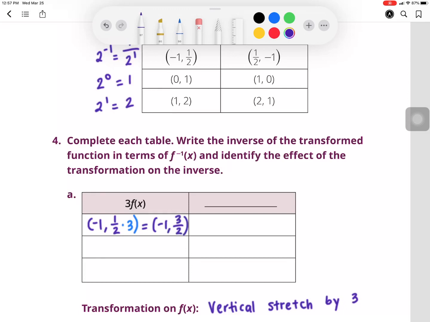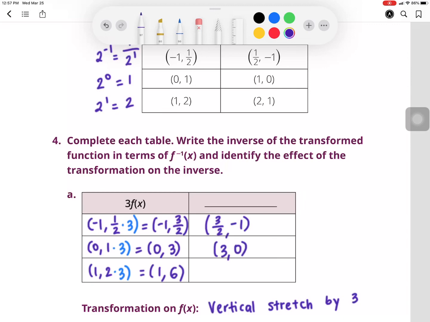Do the same thing with the next point. You go 0 comma 1. You take 1 and multiply it by 3, so you get 0 comma 3. And then the next point, 1 comma 2. You take 2, multiply it by 3, and you get 1 comma 6. Now to get the inverse, all you really have to do is switch all these ordered pairs. So you get 3/2 comma negative 1, 3 comma 0, and then 6 comma 1.